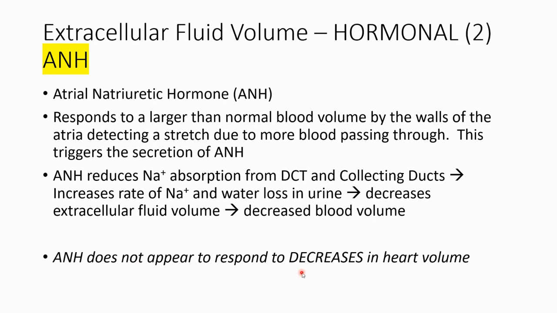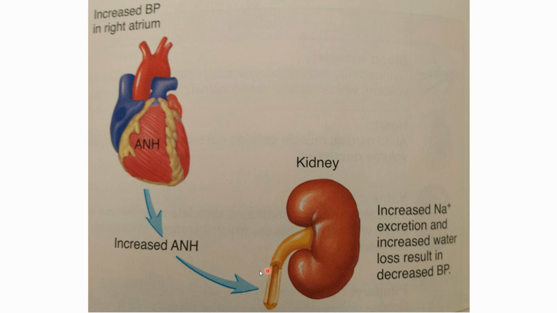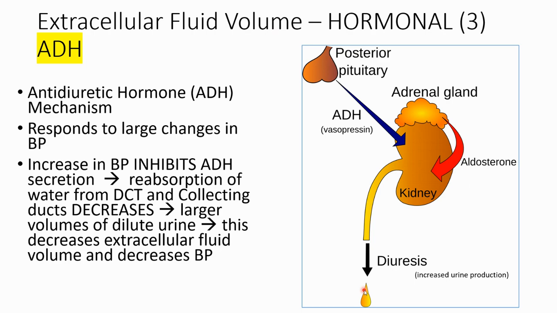Atrial natriuretic hormone does not appear to respond to a decrease in heart volume. So basically, atrial natriuretic hormone is only going to respond when blood volume's high, not when it's low. It's not going to do anything. So again, increased blood pressure in the right atrium is going to increase atrial natriuretic hormone secretion, which is going to increase water and sodium excretion, getting it out in the form of urine, which will ultimately decrease blood pressure.